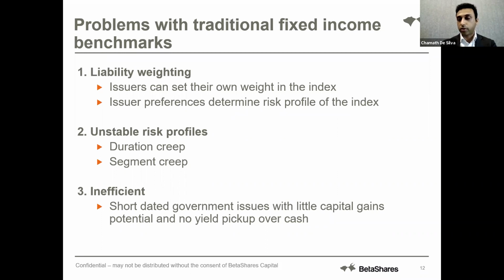But coming back to your question about how you construct a fixed income portfolio, it should be a tailored solution. I don't believe that choosing the broad benchmarks is the way to go. There are big flaws with their construction, liability weighting being the main one, because issuers can just set their own weight. And right now, the federal government is basically driving most of the issuance within the broader investment grade universe.